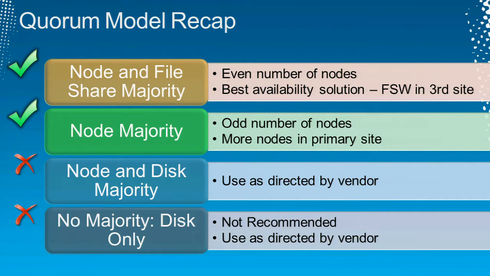If you're planning to use your disk as a witness or disk as the only quorum, we personally don't recommend it as a failover clustering team, but you should definitely work with your partners if you want to go that route. Our recommendation, if you're going for multi-site clustering, is to use node majority or node and file share majority. That would be ideal for multi-site scenarios.